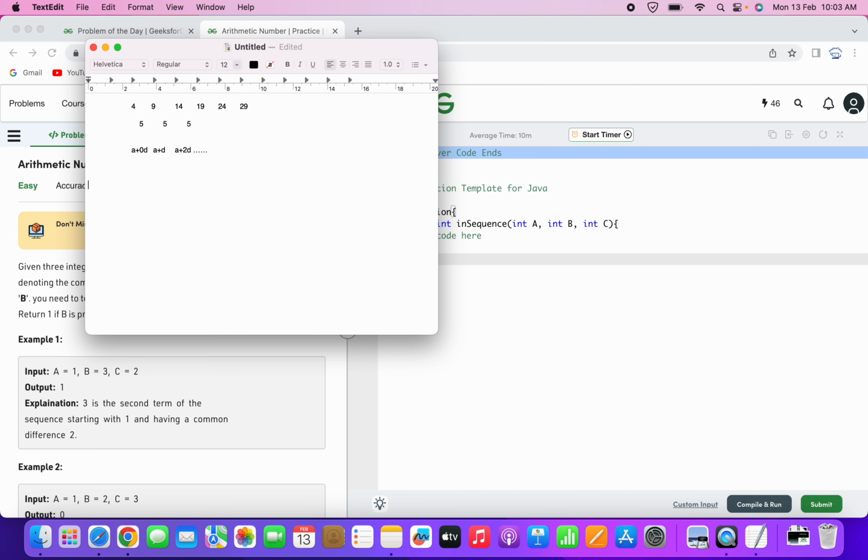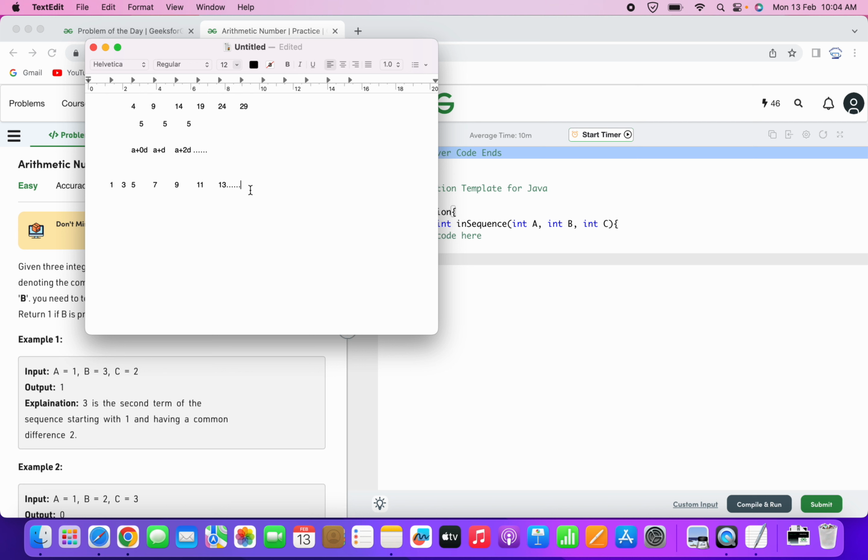Now let's see the example given here. Input is 1, that means a is 1, and the common difference is 2. So our series will be 1, then 1 plus 2 is 3. The next number will be 3 plus 2, that is 5. The next numbers will be 7, 9, 11, 13, and so on. Now we have to find whether b is a part of this sequence or not.